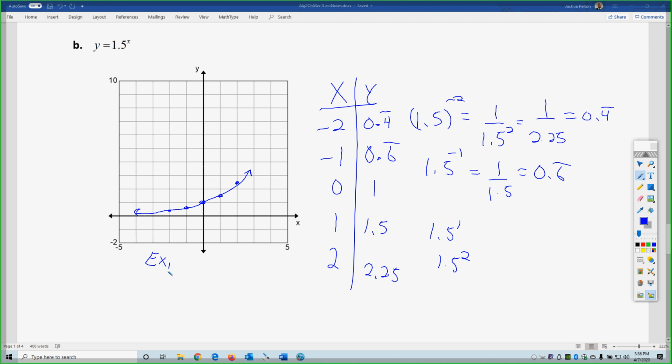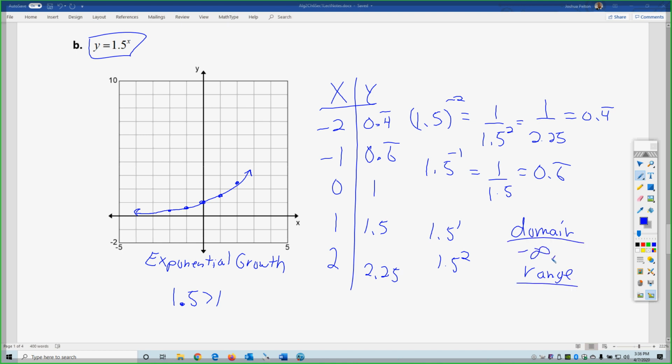So this is exponential growth. You should be able to tell by looking at it also, since 1.5 is clearly greater than 1. Multiply by anything greater than 1, it's going to grow. Okay, so as far as domain and range, I can plug in anything I want for x, so it goes forever, -infinity to infinity. The range, however, 0.6, 0.4 keeps going down, but you never get to 0. So this is 0 to infinity, because you have an asymptote, a line you can't cross, of y equals 0.